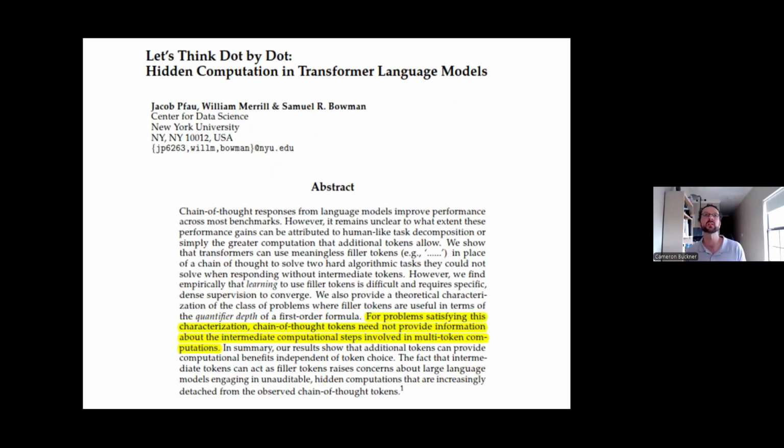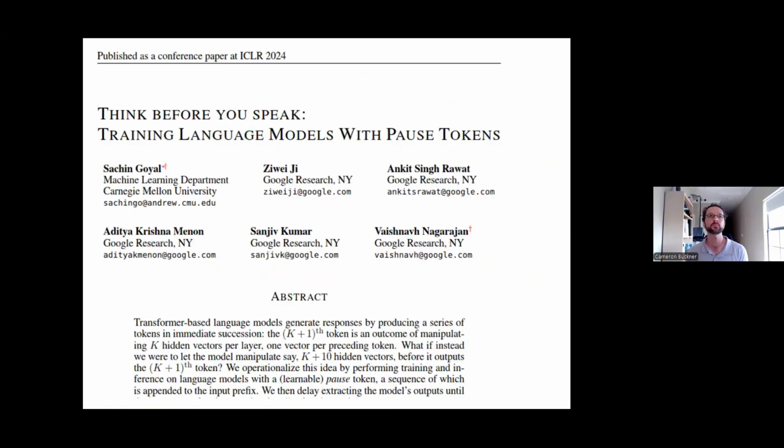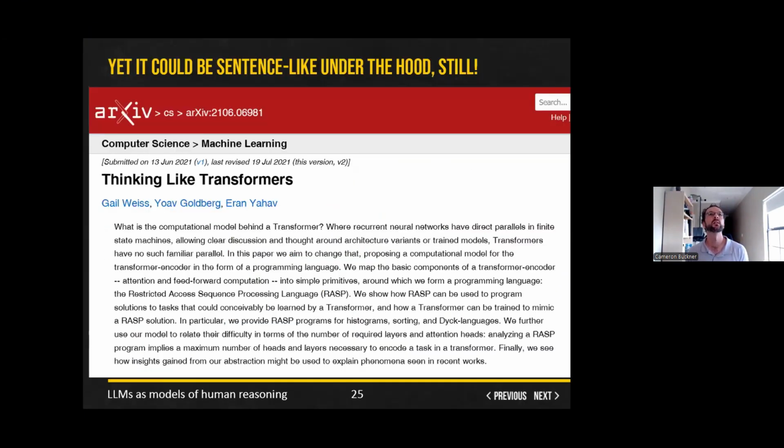So this particular study by Pfau, Merrill, and Bowman showed that if you just train a model to produce lots of ellipses, just dots, before it gives an answer, you also get an improvement in performance. It's not as big as the full, reinforcement-trained self-prompting with text, but it is a significant increase in performance just by producing dots, right? So my thought is at least some of the performance gain you see here could be based on just more computation before you give the answer. There's other examples supporting that perspective.